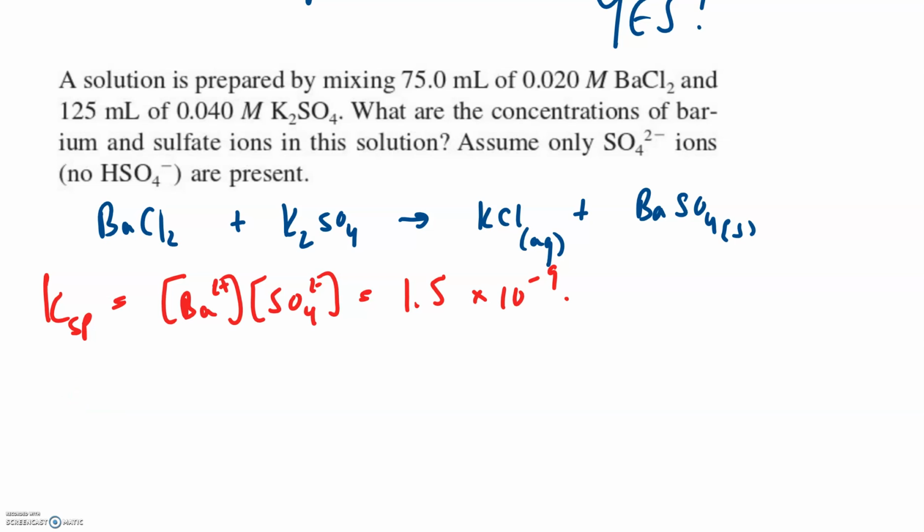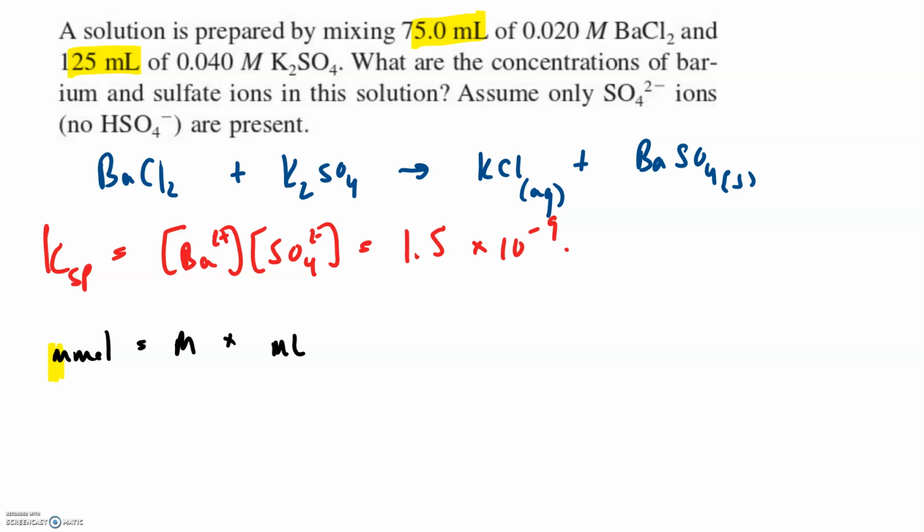And so this one's got quite a lot going on. Obviously, we have 75 mils of this and 125 mils of that. That means our final volume is 200 mils. So let's do a little millimolage. Millimoles is going to be equal to molarity times milliliters.